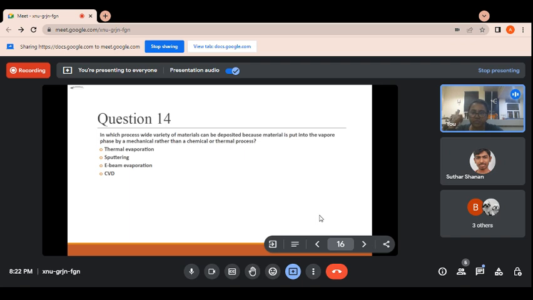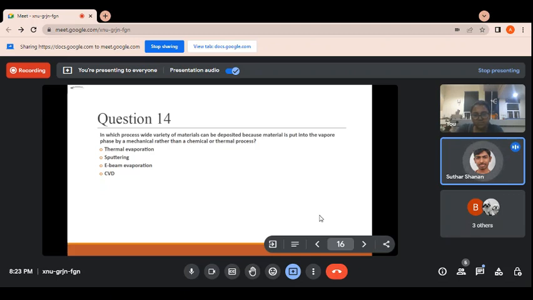Here is question number 14. In which process can a wide variety of materials be deposited because material is put into the vapor phase by a mechanical rather than a chemical or thermal process? The first option is thermal evaporation, the second option is sputtering, the third option is e-beam evaporation, and the fourth option is CVD. So what is CVD? Chemical vapor deposition. Yes.